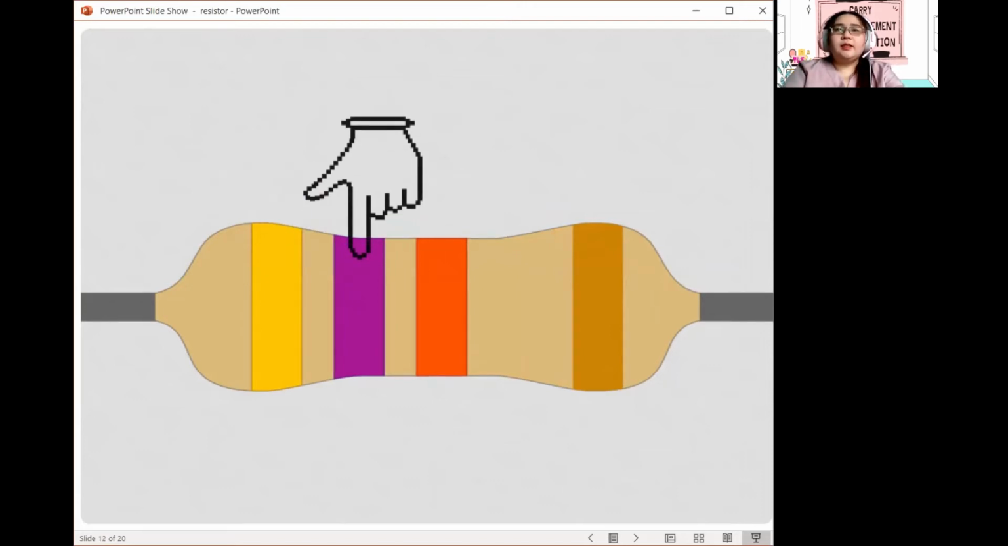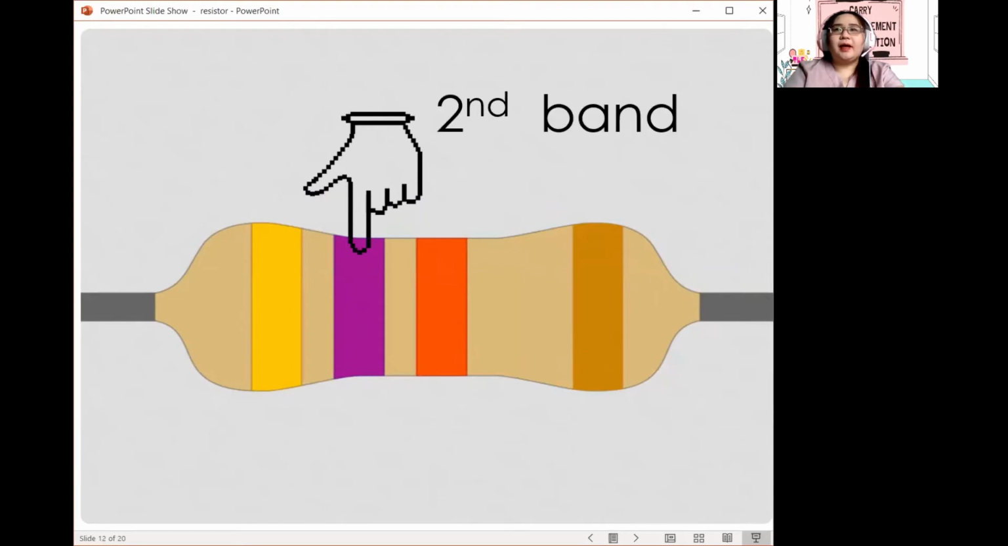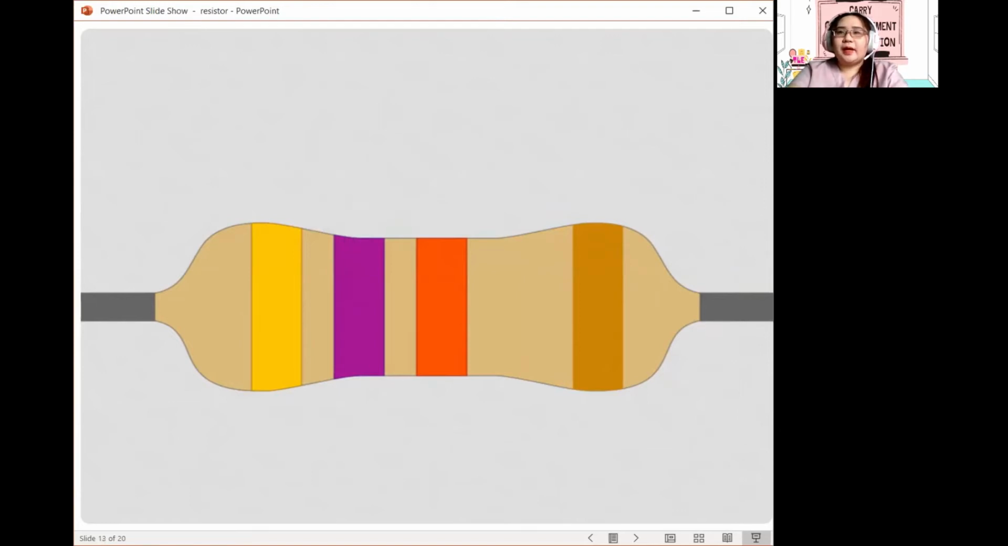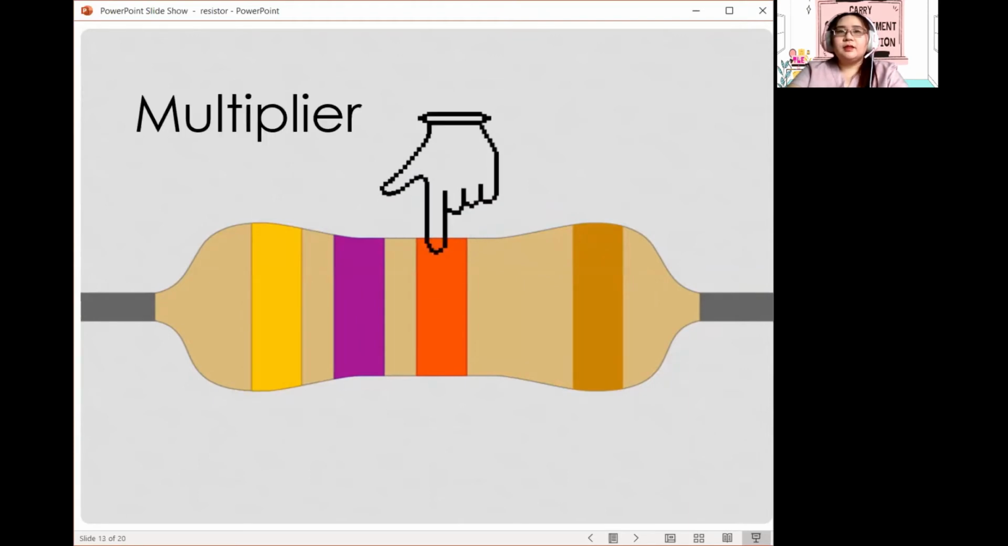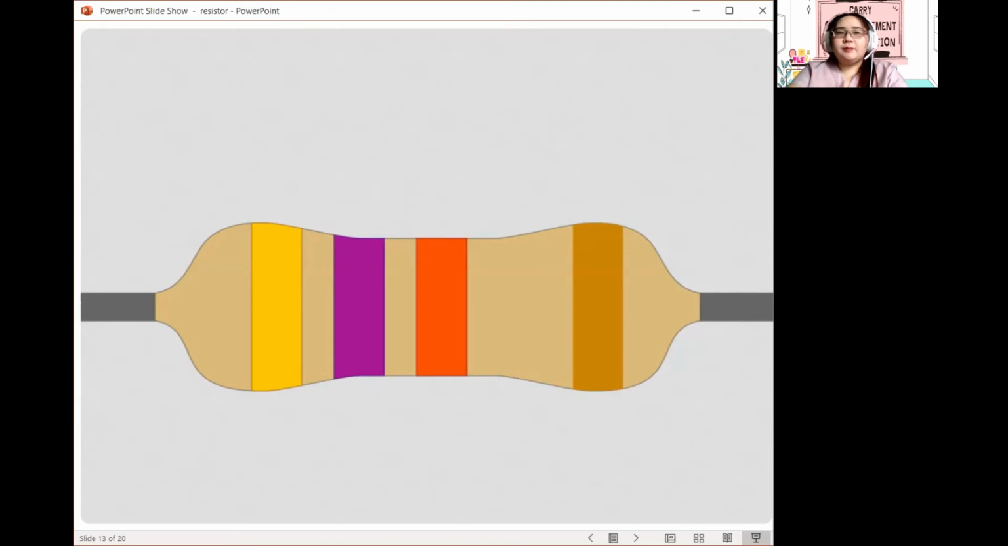Next, the second band gives us the value for the second digit of the resistor. Then the third band gives us the value of the multiplier. Then last, the last band gives us the value of the tolerance.